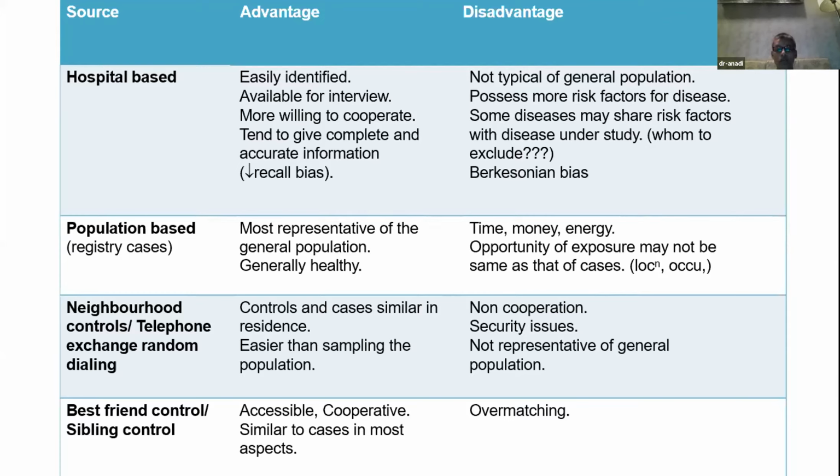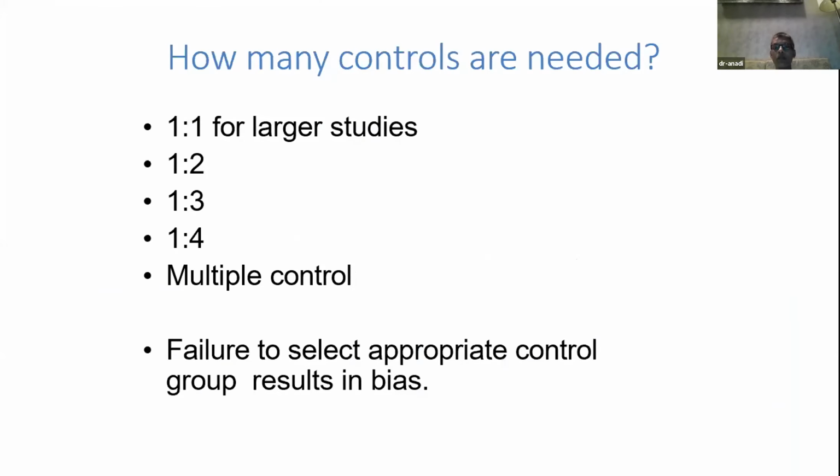Best friend control or sibling control are easily accessible, cooperative, and similar to cases in most aspects. Sometimes they are overmatched, because siblings may have a similar genetic makeup to that of the cases. So how many controls are needed? One to one for a larger study, that may be one to two, one to three, or multiple controls. Failure to select an appropriate control group results in bias.